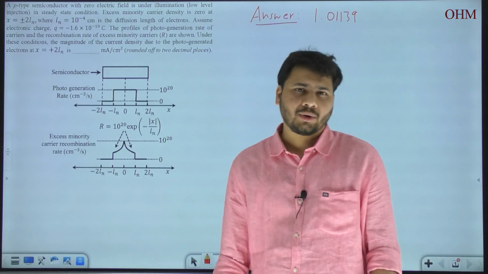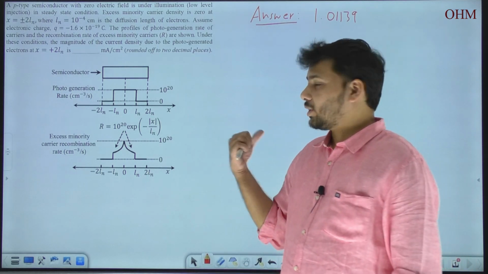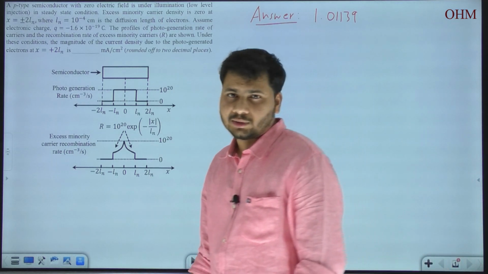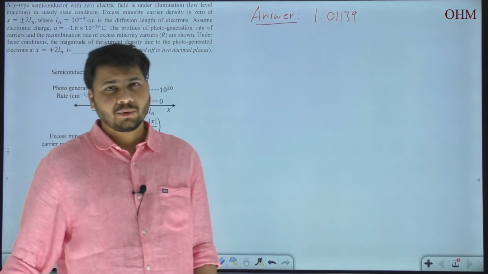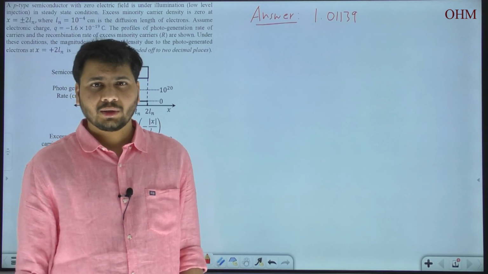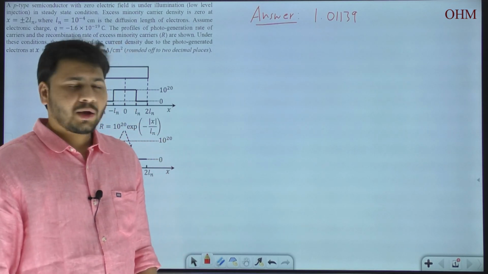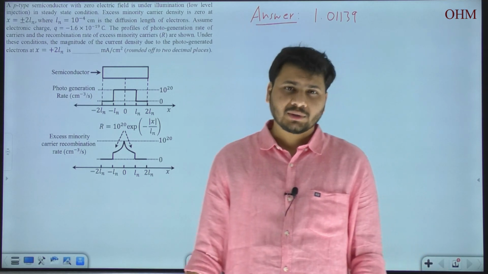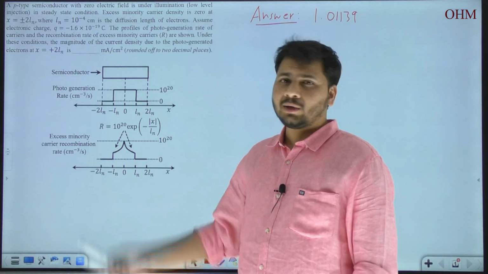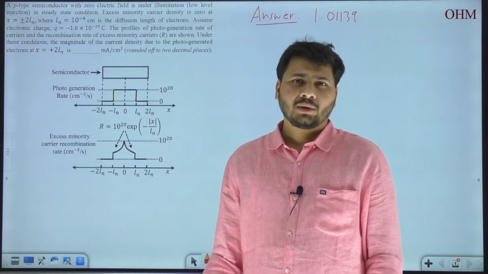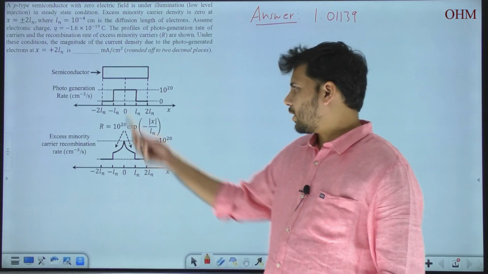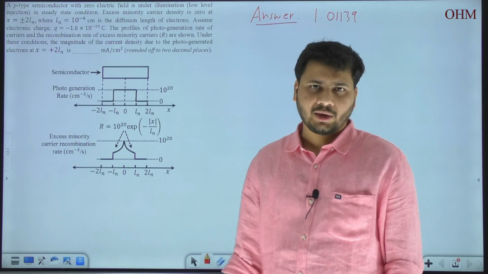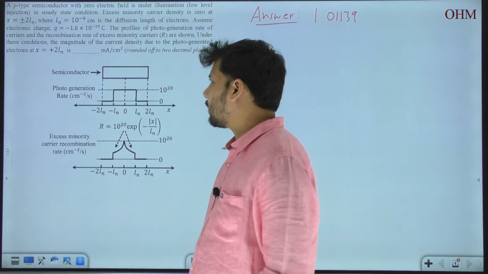In this video, I won't provide the complete solution as to how I arrive at this answer. Once the official key is out, I will put up the complete solution. But what I will try to do in this video is to give you a bit of insight into what really happens inside this semiconductor when it is subject to photo generation, and then you have this recombination profile and so on. First of all, what is given?